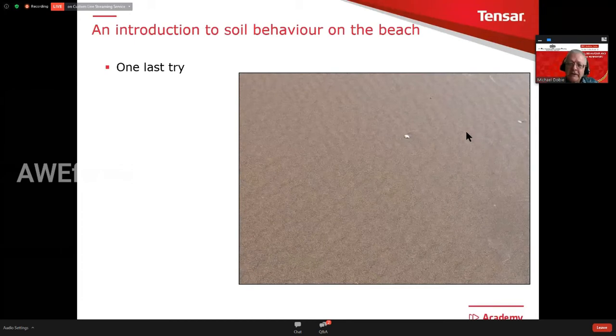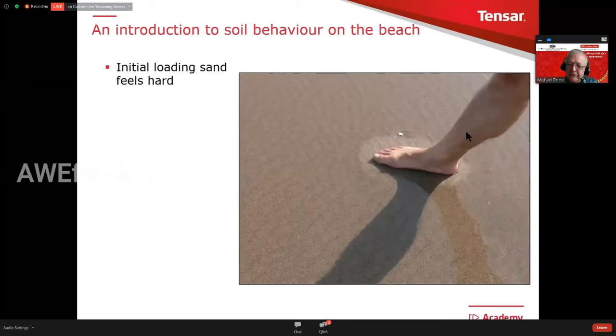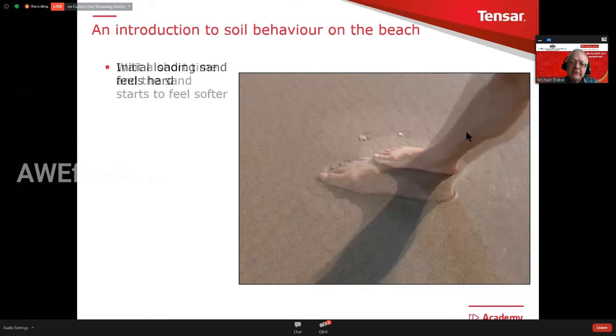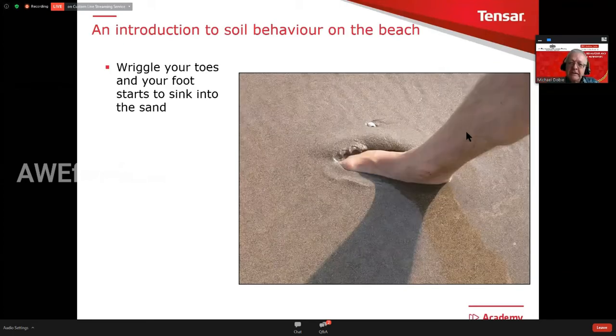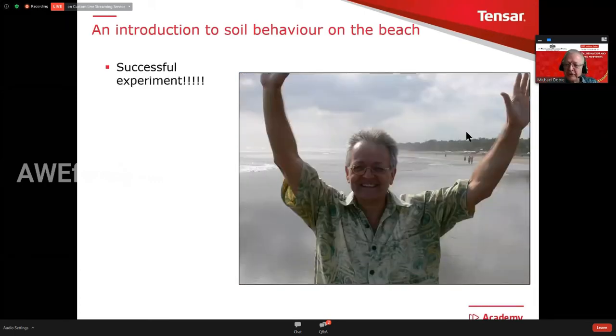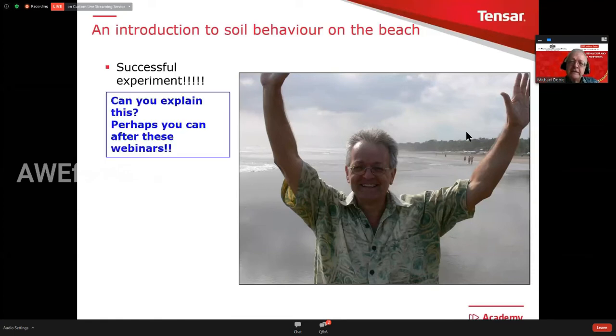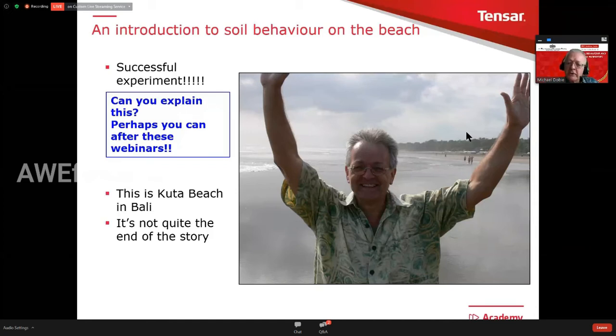So one last try. So there is the beach again, the sand. Down goes our foot, it goes dry, we get a dry area around the foot, it feels very hard. But if we then wait just a few seconds, we start to feel the sand getting softer. We wait a little bit longer and we slightly wriggle our foot, and our foot can simply disappear into the sand. It's a very major change in properties. And this was a successful experiment, but can you explain it? In fact, hidden away in that behavior are quite a few important principles of soil mechanics. We'll certainly try during these webinars to talk about most of them. But it's not quite the end of the story.